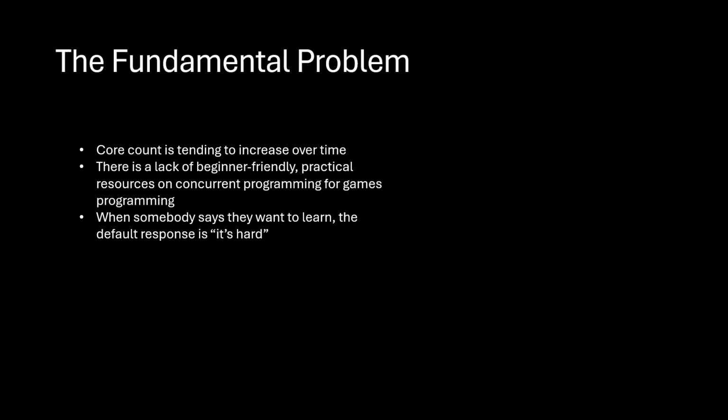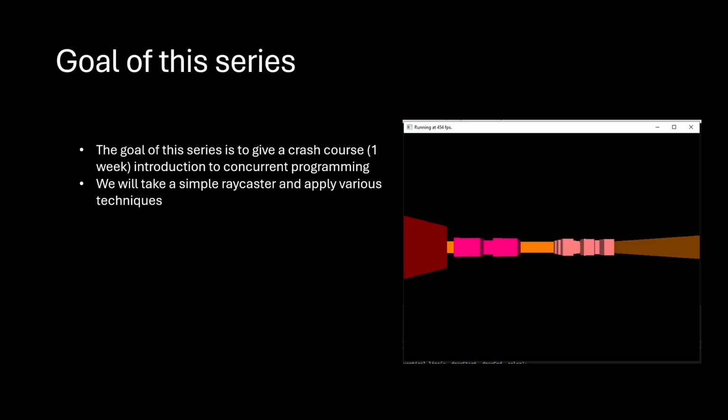And it's not really helped by the fact that anytime it comes up, the default response is multi-threaded programming is hard. It's like, okay, that's true. But pop quiz, what's the quickest way to stop people from learning multi-threaded programming? Now, this series is going to be, I say 1 week here, it's like 1 weekend.